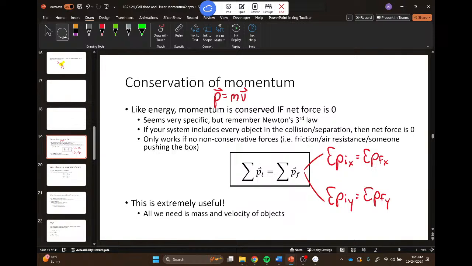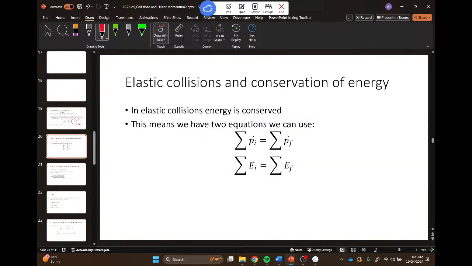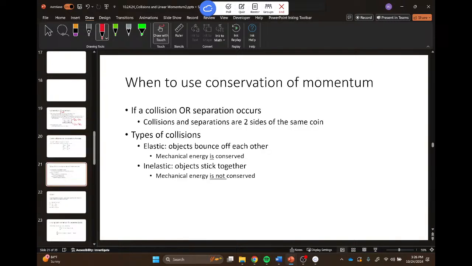Okay, I'm going to mention this now. There's 2 types of collisions. Let me actually show you this slide first, and then I'll show the other one. So when do we use it? When things bump into each other, when there's collisions or separation. A separation is just the opposite of a collision. So when 2 things either hit each other or you have something that's together and it breaks apart. We have two types of collisions. We have elastic and inelastic.